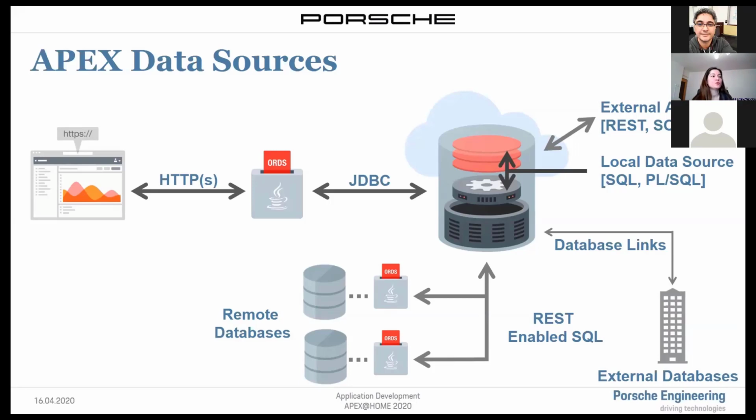Another way to communicate with external sources is using REST-enabled SQL. This is a new feature that came with ORDS and was embedded in Apex. It came with ORDS starting with version 17.4, if I'm not mistaken, and it allows you to build a reference to a remote Oracle database. So REST-enabled SQL can be used only between two Oracle databases, either on-premise or in the cloud.